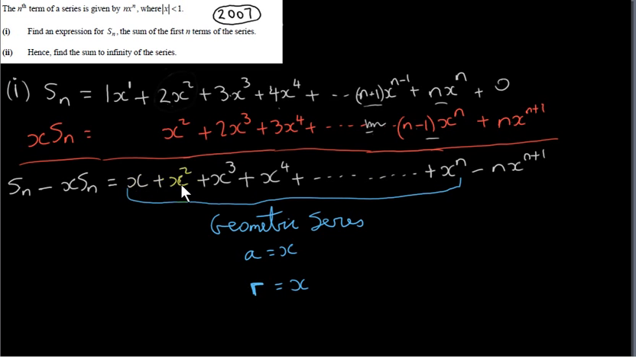So if we multiply x by x, we get x squared. x by x squared gives x cubed. x by x cubed gives x to the power of 4, and so on, all the way up to x to the power of n. The first term is denoted by the letter a. The common ratio is denoted by the letter r.